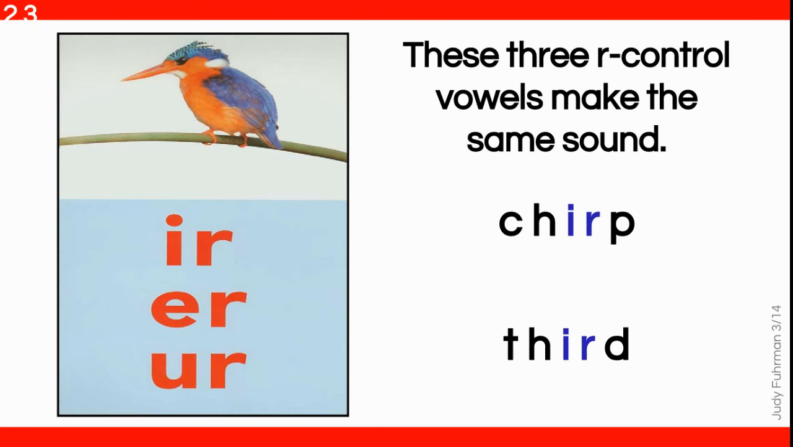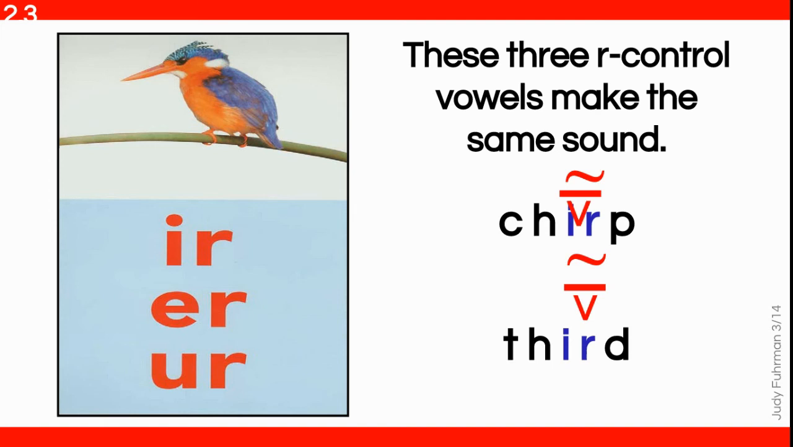Now these three R control vowels make the same sound. The IR and the ER and the UR make the same sound. Unfortunately, there's no trick that we could use to determine which spelling is used in any given word. We have to develop an eye for R control words. That means you just have to read and be familiar with these vocabulary words, like chirp, third. These are on the bird card, and those make that same sound.